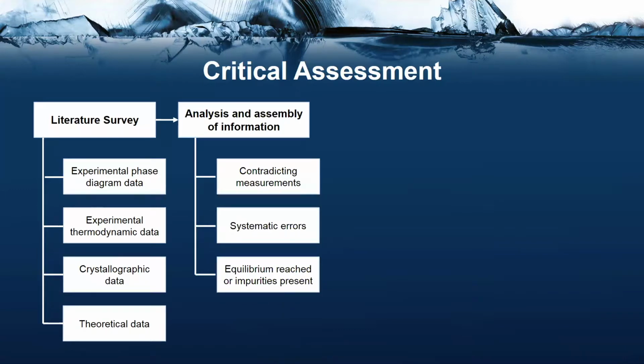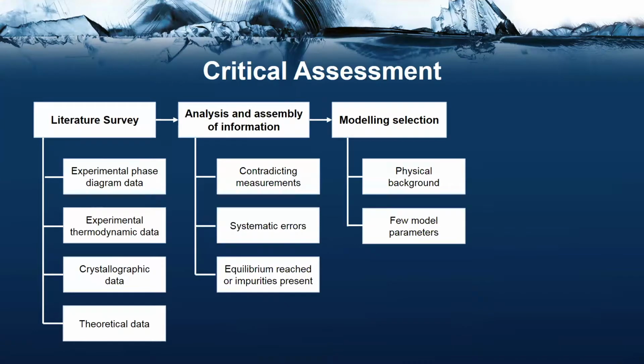After the data is assessed, an appropriate model should be chosen. A well-chosen model is characterized as one that has a physical background, for example, a sublattice, ionic lattice, or associate model. Furthermore, the experimental values used should fit the corresponding calculated quantities well, using only a few model parameters.